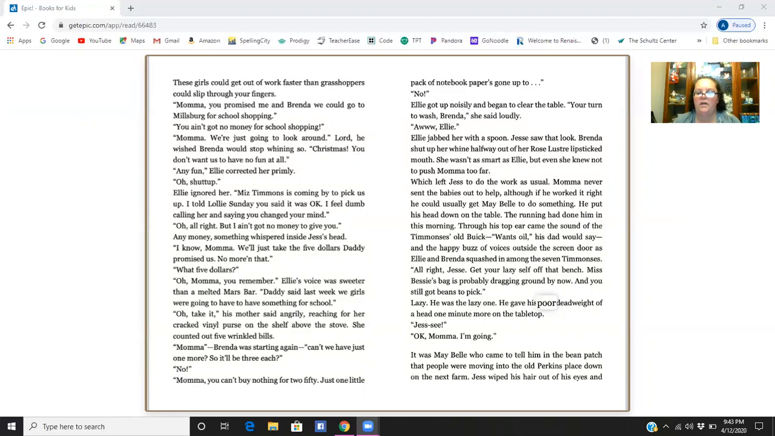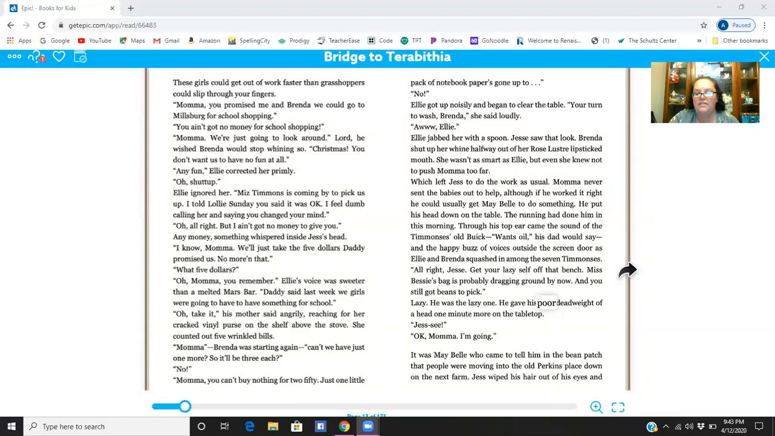All right, Jessie, get your lazy self off that bench. Miss Bessie's bag is probably dragging ground by now, and you still got beans to pick. Lazy? He was the lazy one? He gave his poor dead weight of a head 1 minute more on the tabletop. Jessie! Okay, Mama, I'm going. It was Maybelle who came to tell him in the bean patch that people were moving into the old Perkins place down on the next farm.